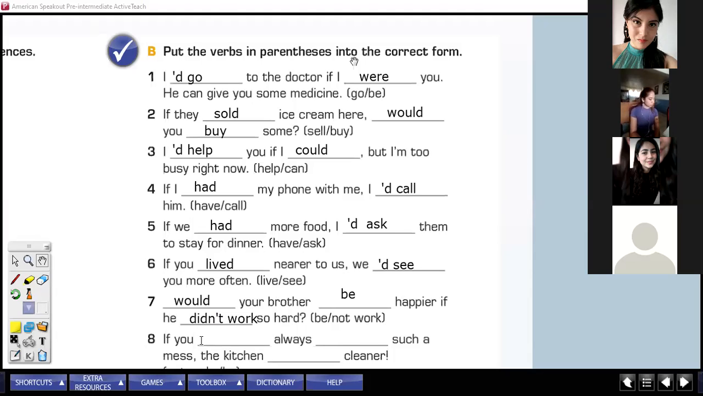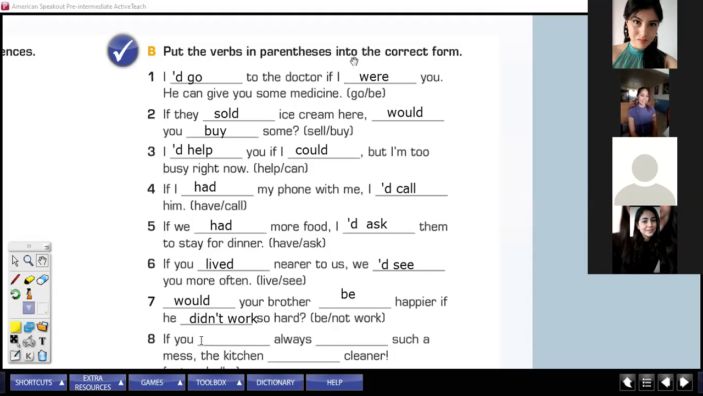If you... If you didn't make. If you didn't make. Always. Make. Verb, make. Very good.